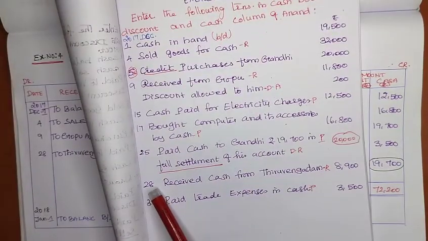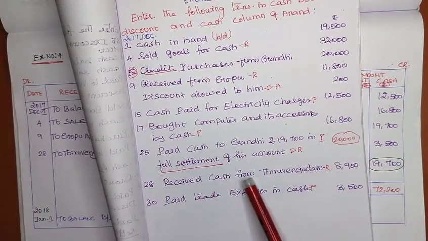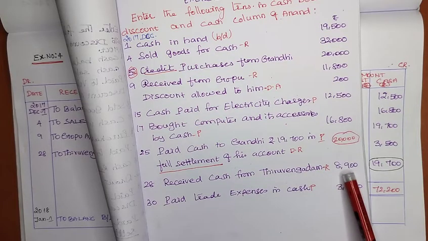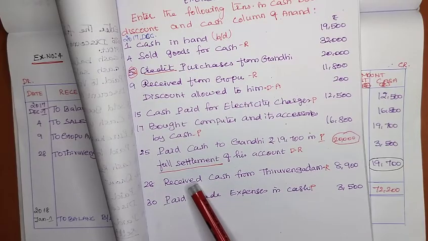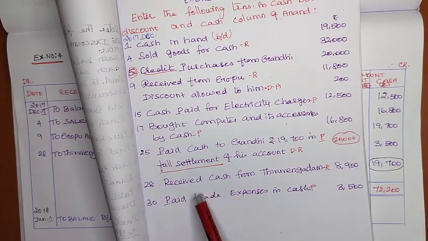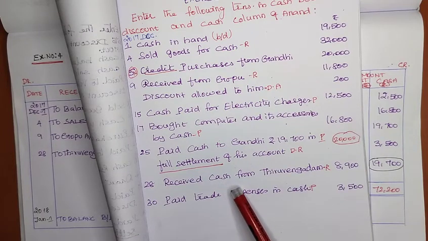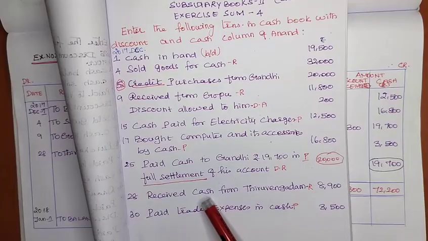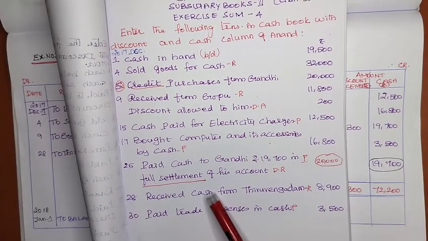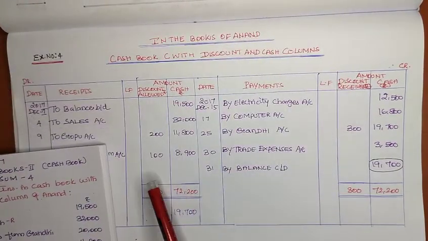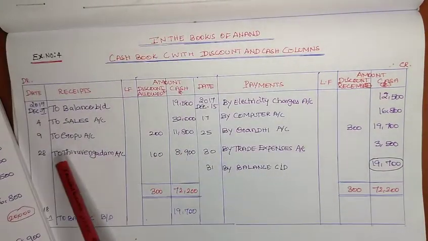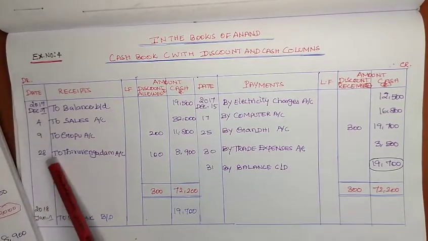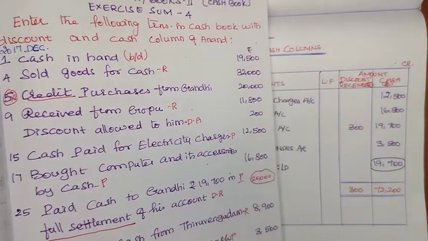Then December 28, received cash from Thiruvengadam rupees 8,900. Listen here carefully. Received means receipt side. Okay, you received cash because whenever you received cash, your cash account increased. Whenever your cash account increases, cash account will be debited. What is in debtor side? Receipt account.